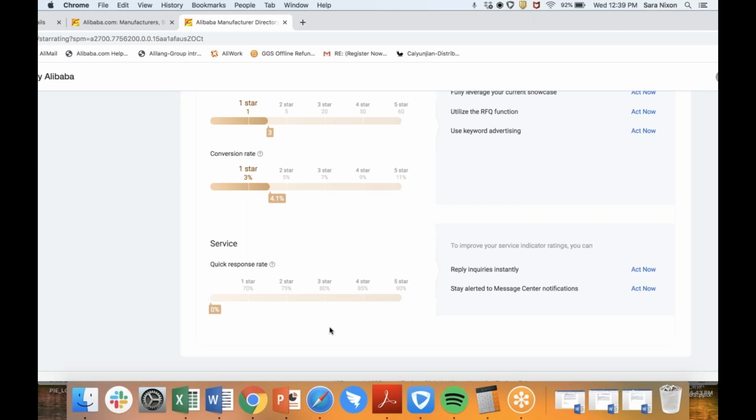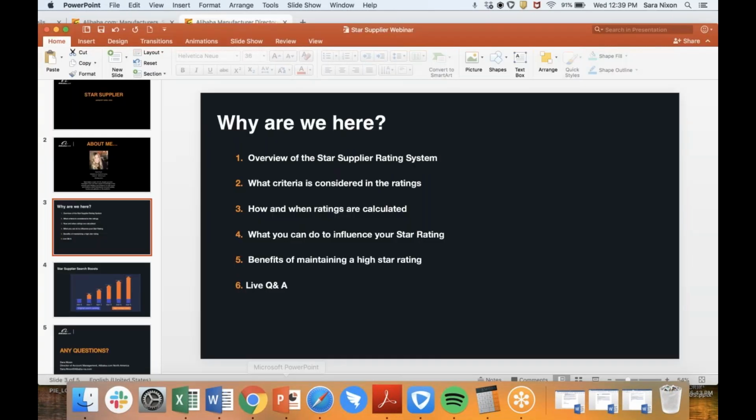Now that I've walked you through a little bit about what the supplier is and what we measure on, I also want to talk about exactly what the benefit is for you. So I'll just pull this up.